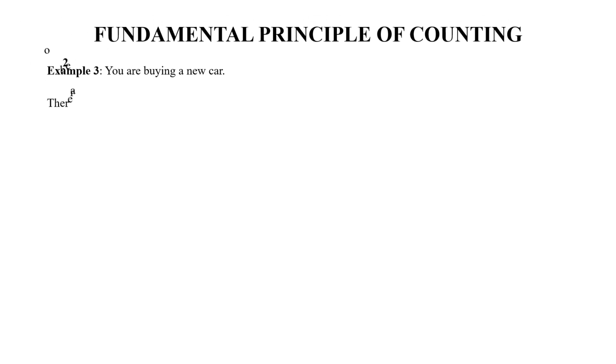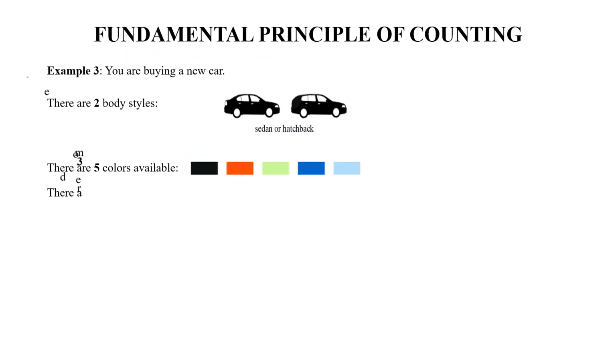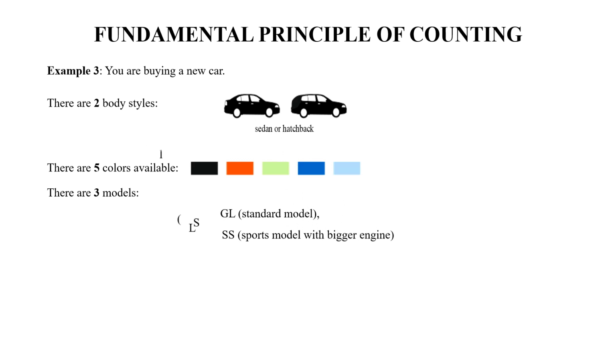Here is another interesting example. Let's consider you are buying a new car. There are 2 body styles, sedan and hatchback. There are 5 colors available. And there are 3 models available: GL, standard model; SS, sports model with bigger engine; and SL, luxury model with leather seats.